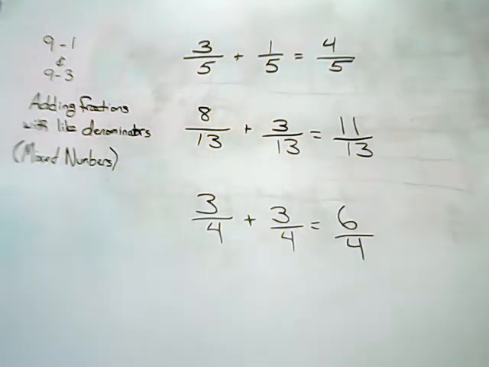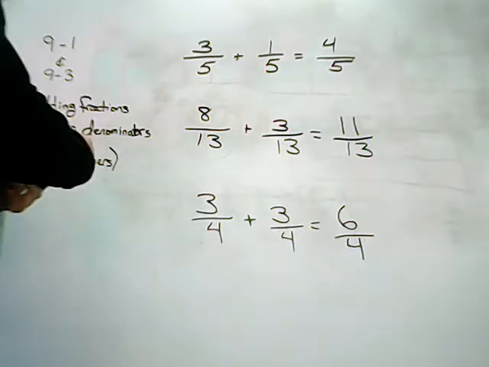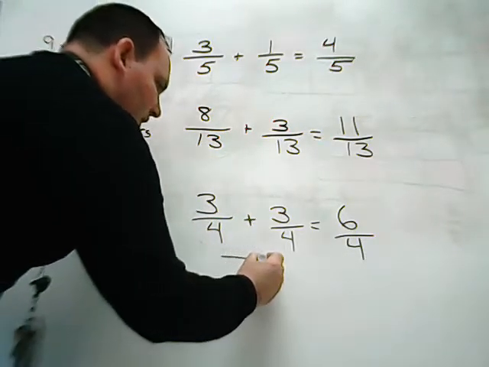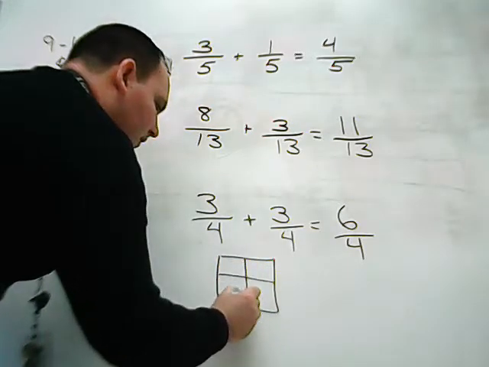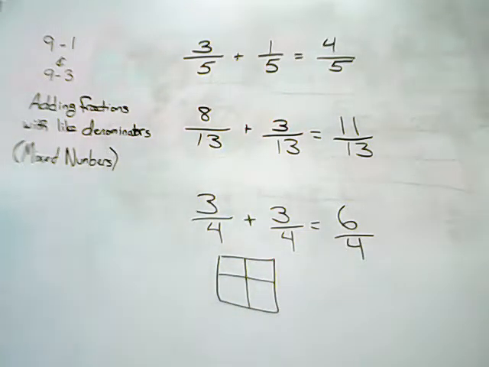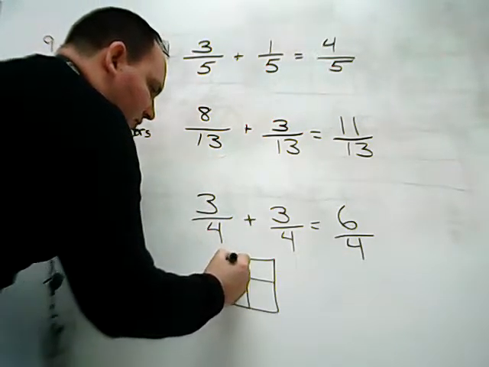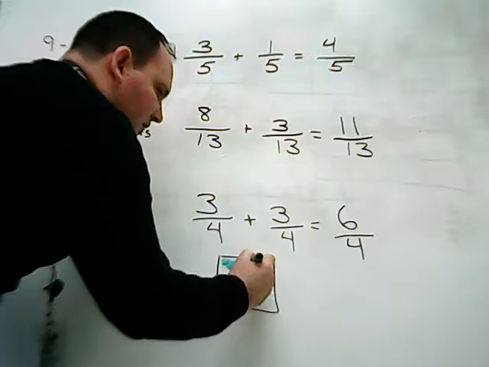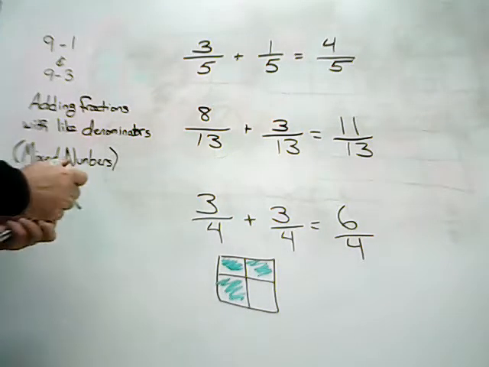So to do that today, we're going to draw some pictures to help us. I need to color in 6/4. Well, how can I do that? We draw a square, cut it into 4 equal pieces. I need to color in 6 of those pieces. Well, let's see what we can do. Here's 3/4, 1/4, 2/4, 3/4.